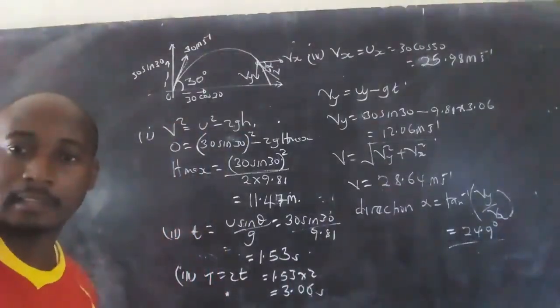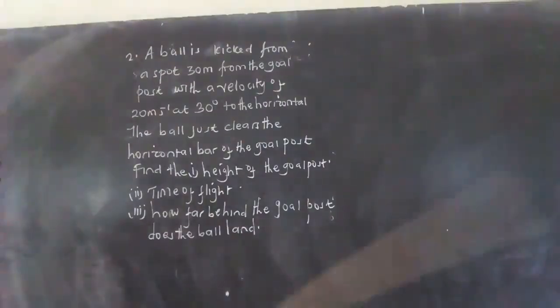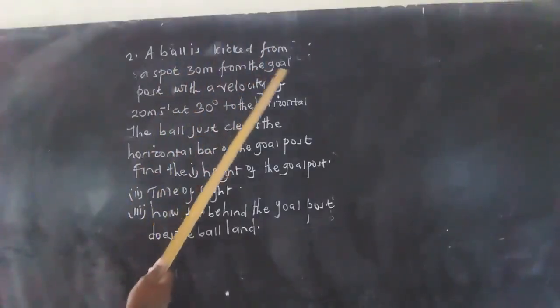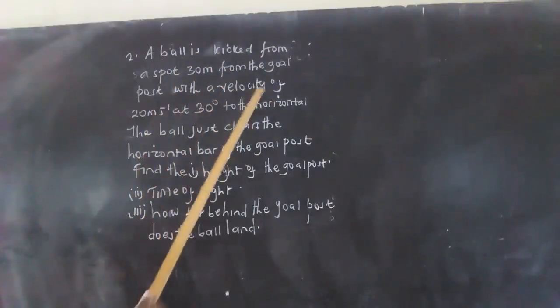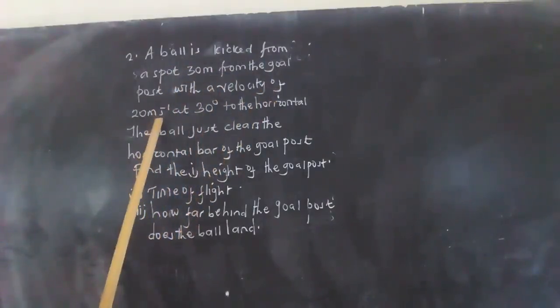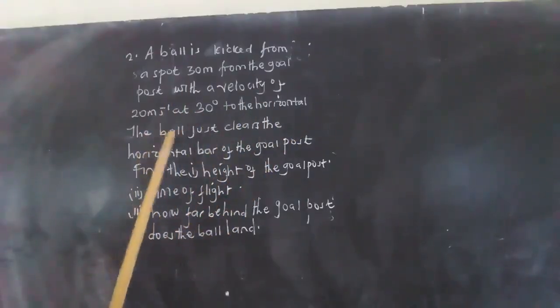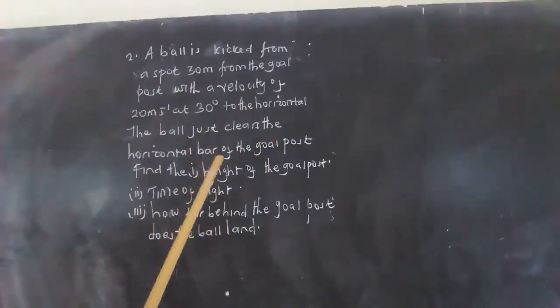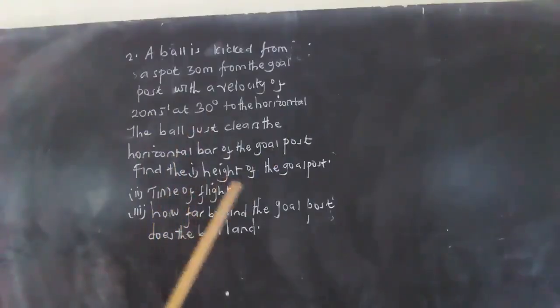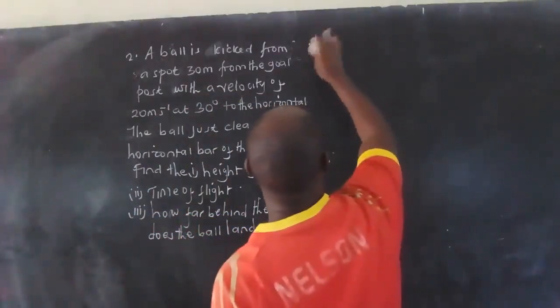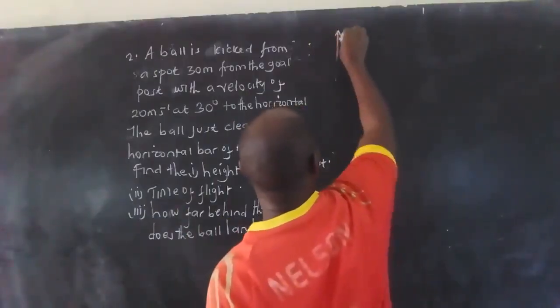That's number 1. Okay, we have number 2. A ball is kicked from a spot 30 meters from the goal post with a velocity of 20 meters per second at 30 degrees to the horizontal. The ball just clears the horizontal bar of the goal post. Find the height of the goal post. So we have here, shall we say, this is the sketch.